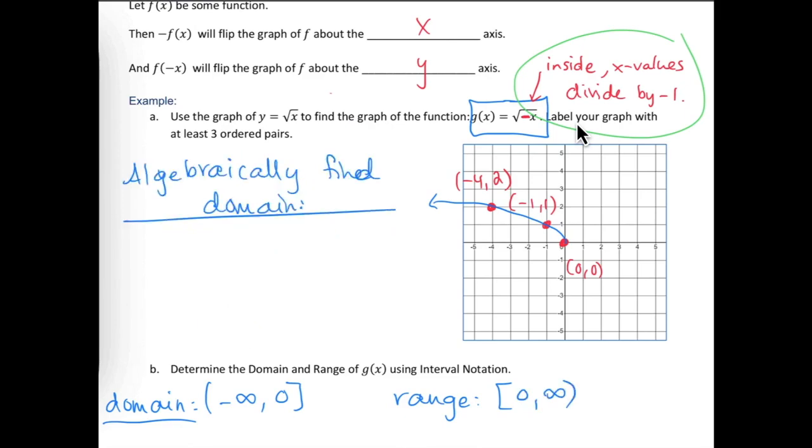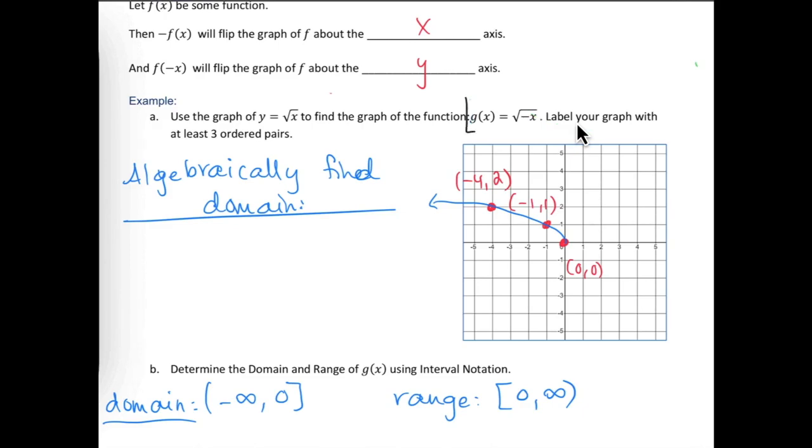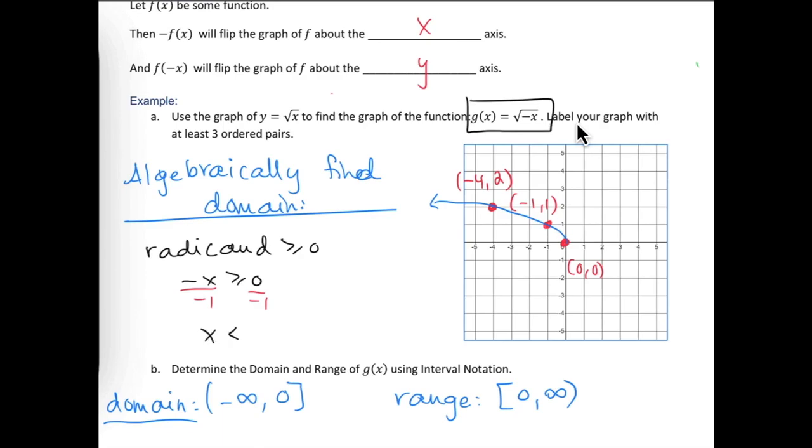It is possible to find the domain of a function algebraically, and for a radical function, to find its domain algebraically, we would take the radicand and set it greater than or equal to 0. In this case the radicand is -x, and in order to solve for x here, we would divide both sides by -1, and when we divide an inequality by a negative, it switches the direction of the inequality to go less than or equal to 0, and that is the same domain that we came up with when we were looking at the graph of the function.